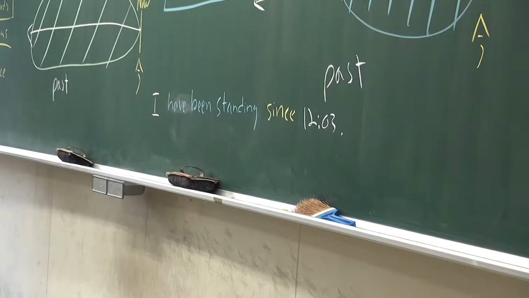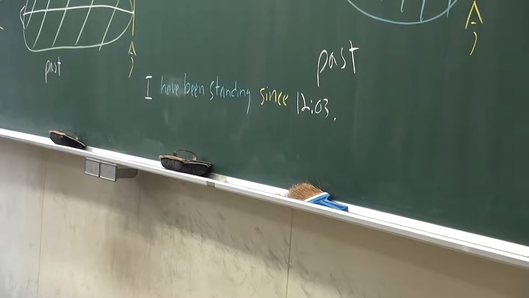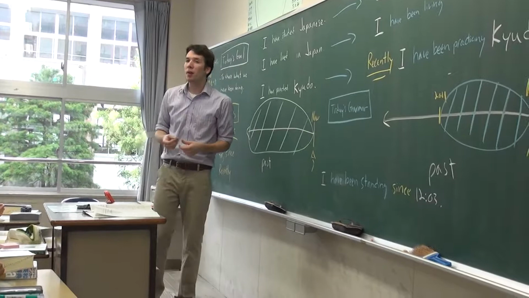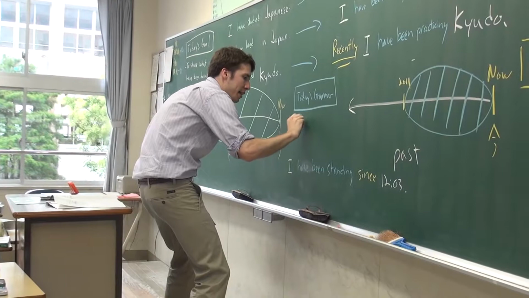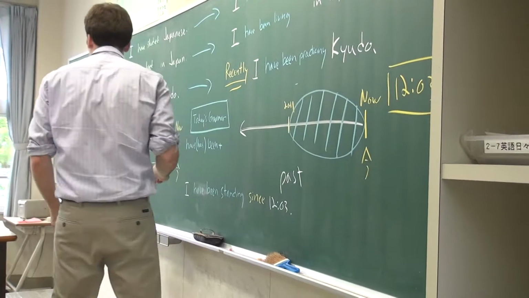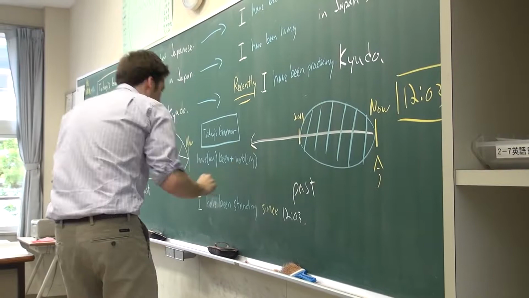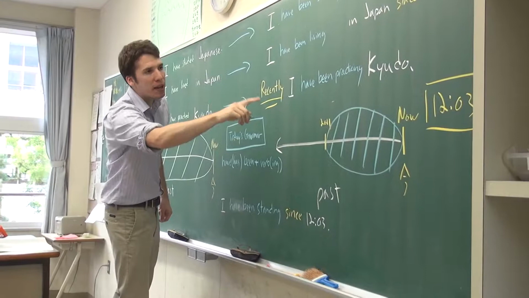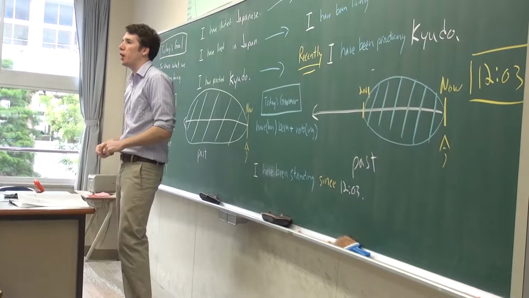All right, so any questions about today's grammar? So today's grammar, as we have seen, would be have, or as we know, has, been plus verb ing. Verb wa doshi desu ne. So have been standing, have been studying, have been living, have been practicing. Okay? So have been verb ing. Verb wa doshi ne. Right?